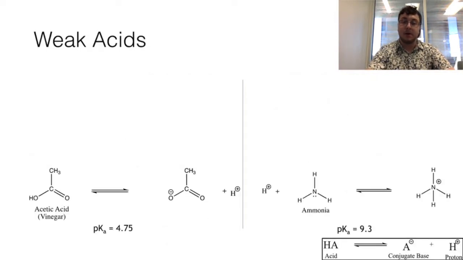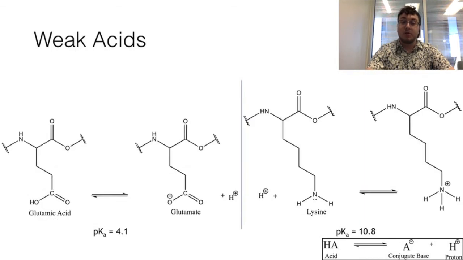So, as we saw before, carboxylic acids and ammonium are both examples of weak acids. The same applies to R groups which have acidic functional groups. So, glutamic acid's R group has a pKa of 4.1. The glutamic acid is in the HA, or acidic form, on the left of the reaction, and the glutamate is in the conjugate base form on the right side.